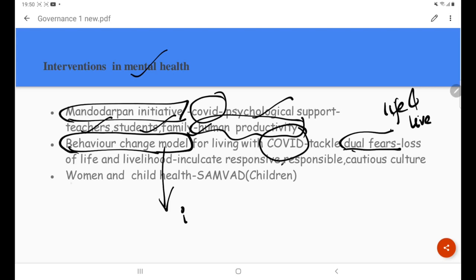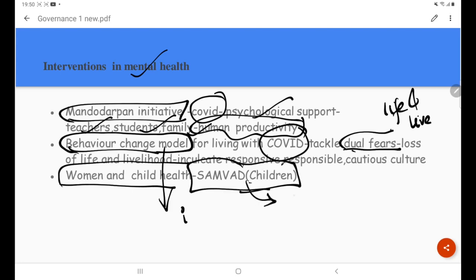Next, you can try including the schemes related to mental health, particularly in the case of women and children. This is the Samvad scheme and it is for children. The Samvad scheme is related to abandoned children. It offers mental and psychological support for abandoned children, then trafficking victims, etc.